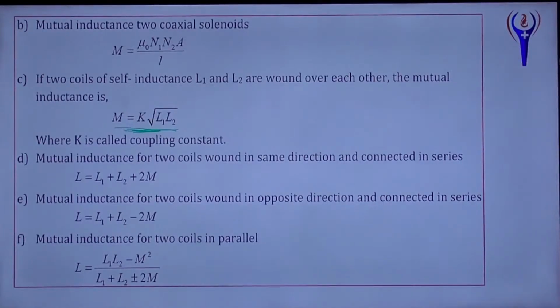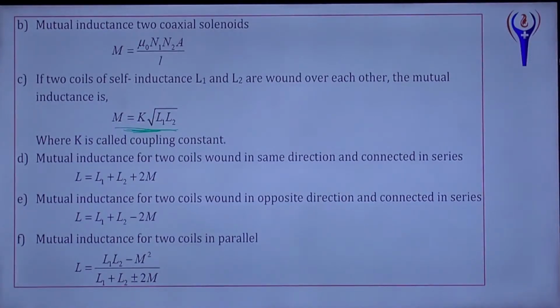Next, for two coils wound in the same direction and connected in series, L equal to L1 plus L2 plus 2M. When connected in series but wound in opposite directions, L equal to L1 plus L2 minus 2M.